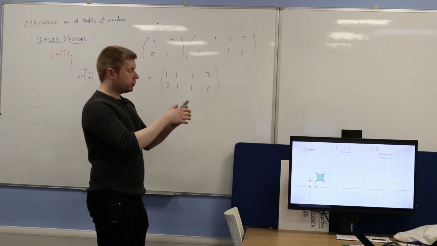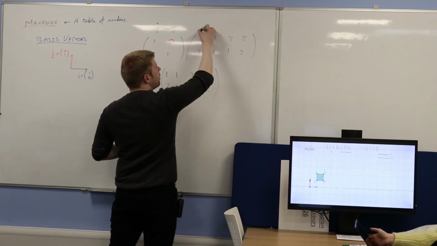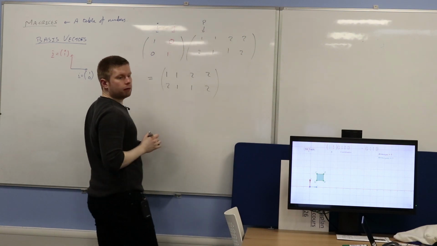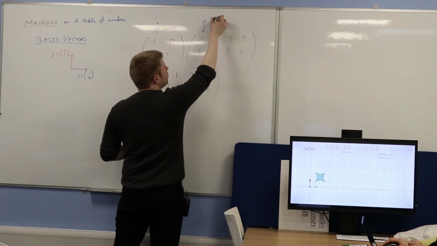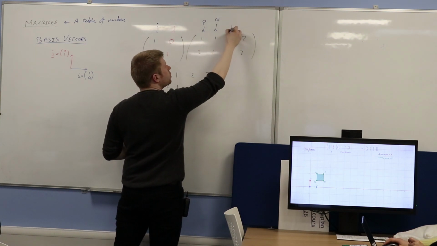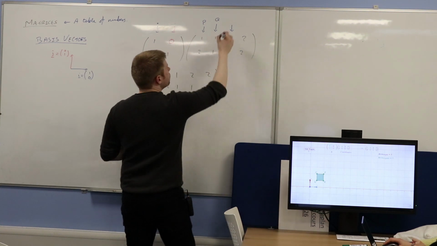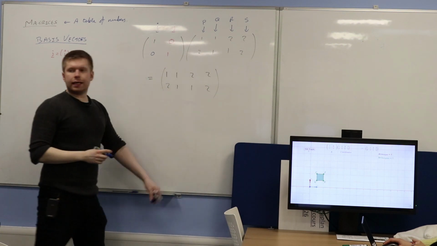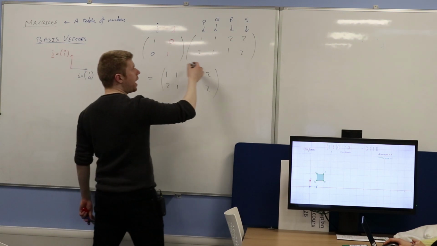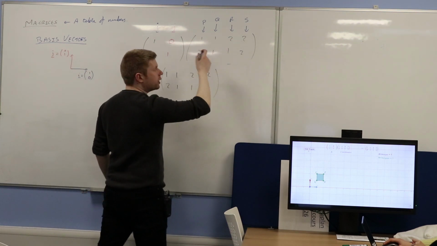1, 2, okay? So in other words, this thing here is P, right? What are the coordinates of Q? 1, 1. What are the coordinates of R? 2, 1. And what are the coordinates of S? 2, 2.